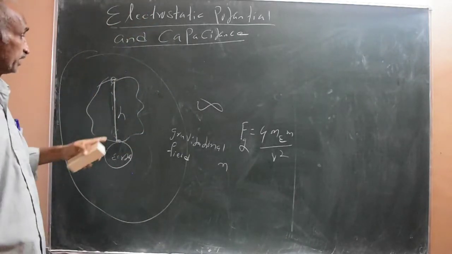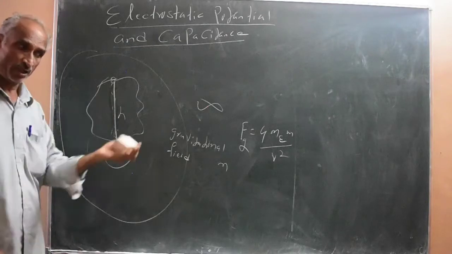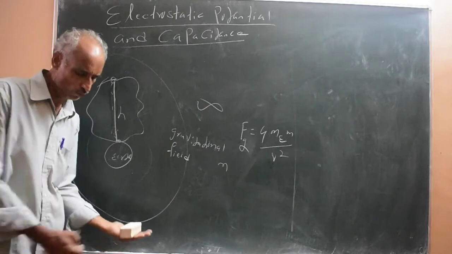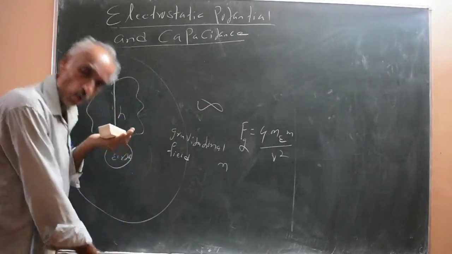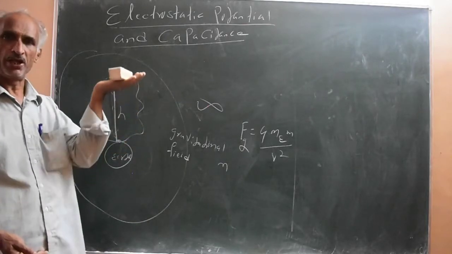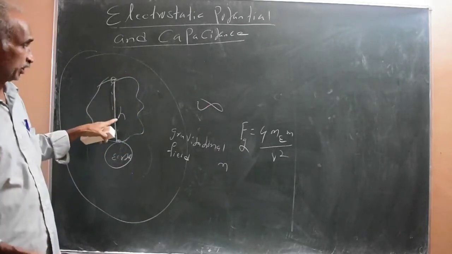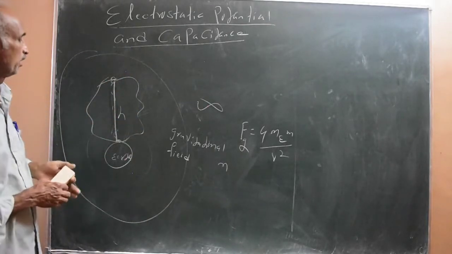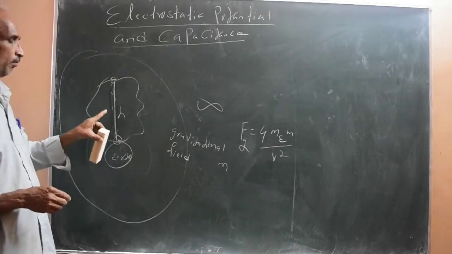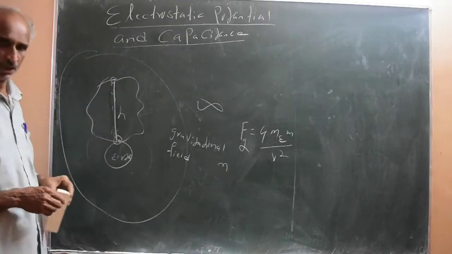So this external force is against the gravitational force. Why? Why against the gravitational force? Gravitational force is always downwards, towards the earth. I am applying the force on the body in the upward direction. Therefore, an external force is applied on the body of mass m to lift it from the surface of the earth to a height h.